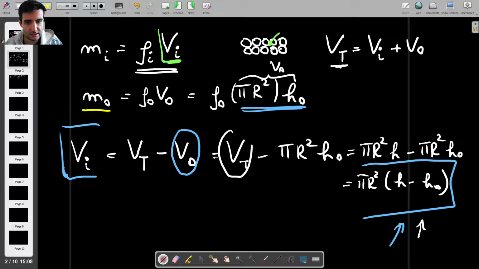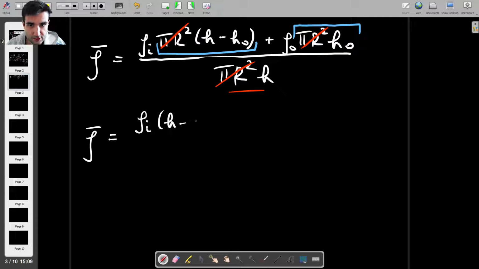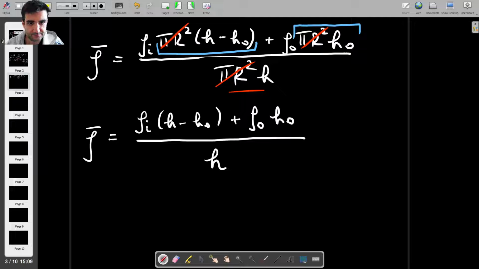Vt is equal to this, and that's what I wrote here, okay? Now, thankfully, pi r squared cancels out from everywhere, which is good because we don't know what the radius of the cylinder is, and it turns out it's not part of the problem. So the average density equals the iron density times (h minus h naught) plus rho 0 h naught, and this is divided by h.